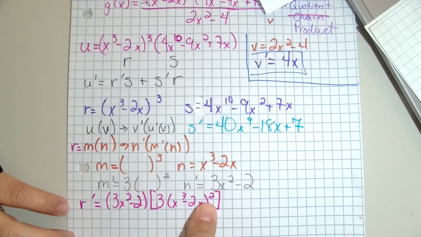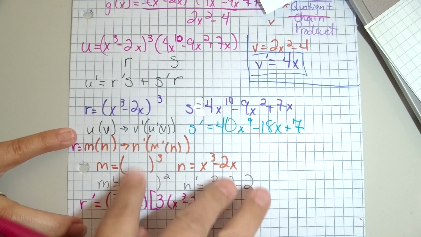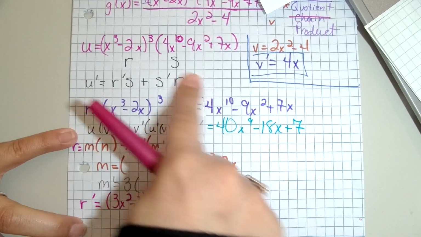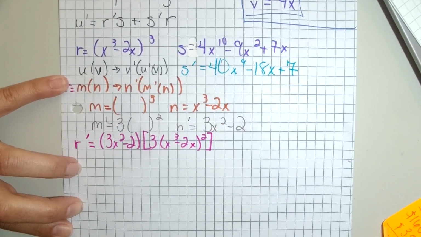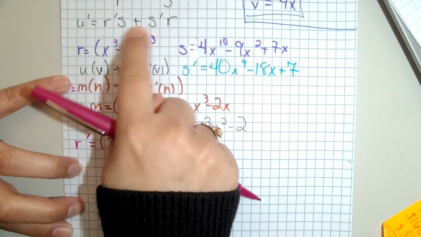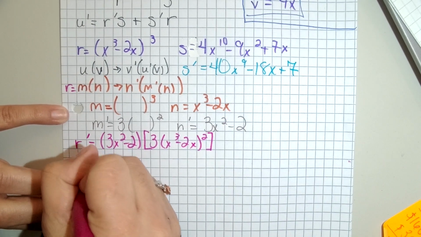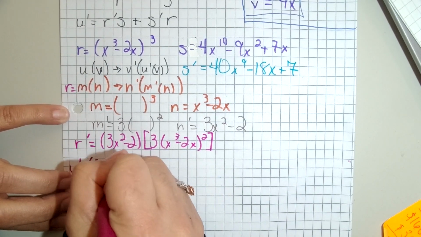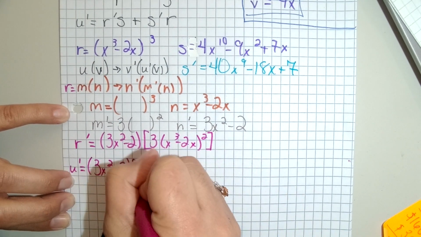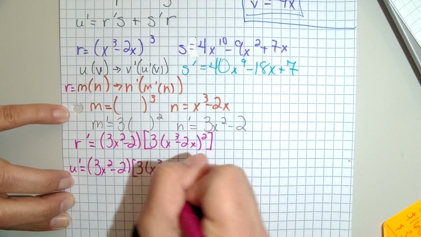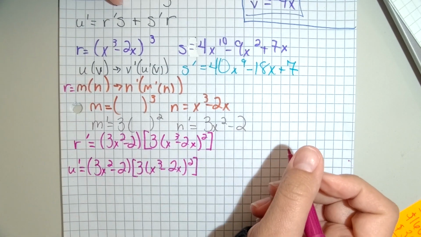Okay. So I found R prime. I did chain rule. Now I need to use product rule. And I know I need to use product rule because I have this right here. So I have R prime and I have S prime. So R prime, 3x squared minus 2, 3x cubed minus 2x squared, times S.